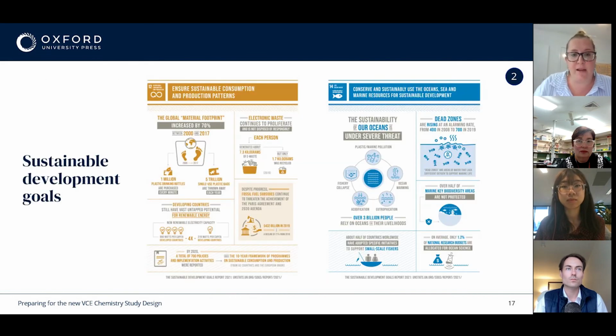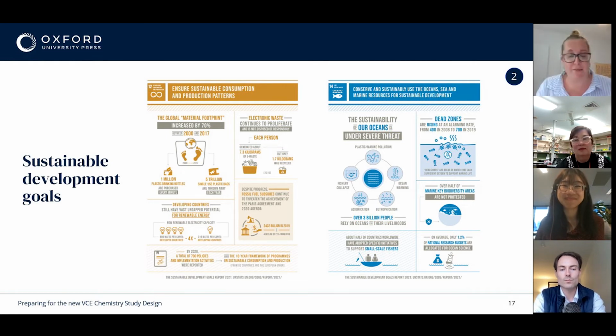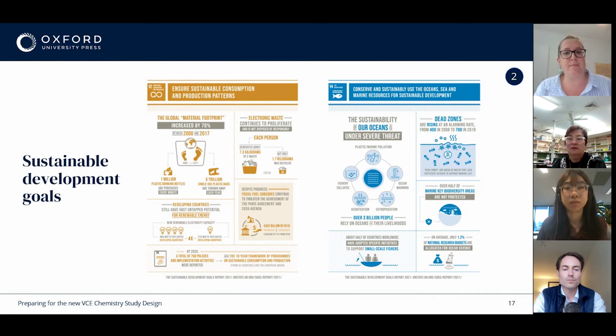So if we zoom in on a couple of these goals, you can get these from the UN website, and you just type in Sustainable Development Goals. Goal 12 there, we have huge links, like I said, in polymers, but also in fuels. And goal 14, life below water, has big links to salts, water and acid bases. And we've made sure that they're really clear in the textbook.